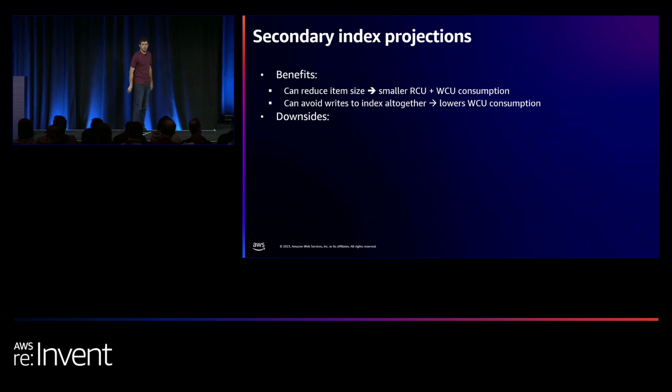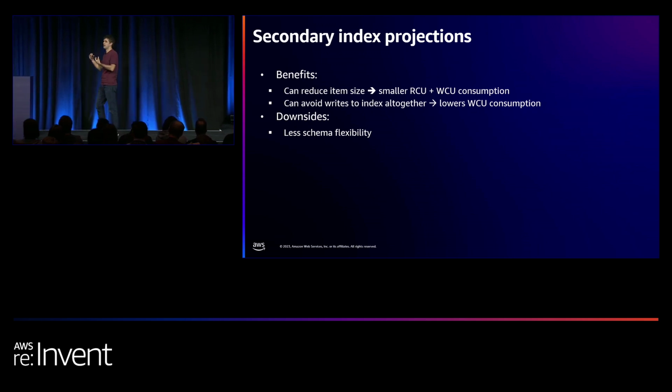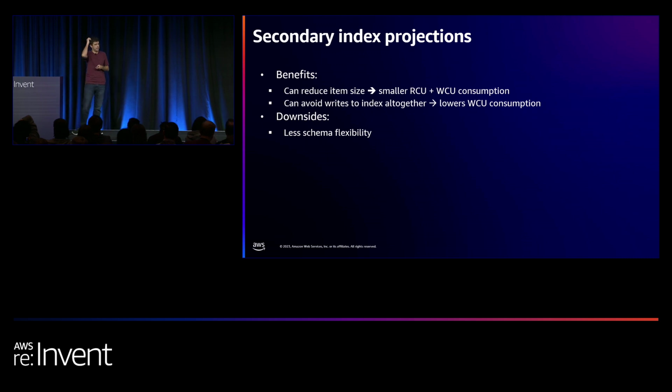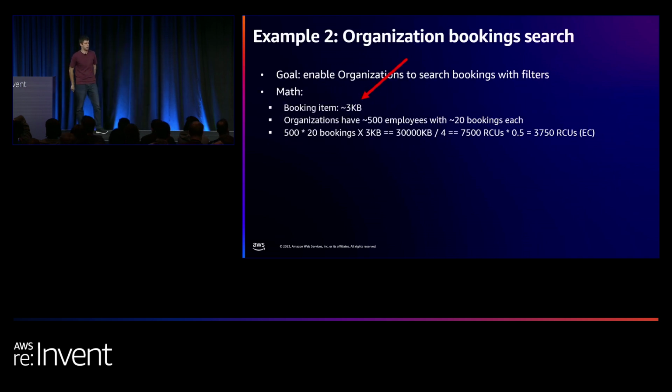The downside of having a reduced projection on your secondary index is you just have less schema flexibility, right? If you add new attributes to your items, they're not going to be included in that secondary index projection definition. They won't be replicated into that secondary index. It can lead to a follow-up get item request, like maybe you query for some items from your DynamoDB table, and now you need to hydrate the full record by doing a get item, things like that. But I think it can help us here.